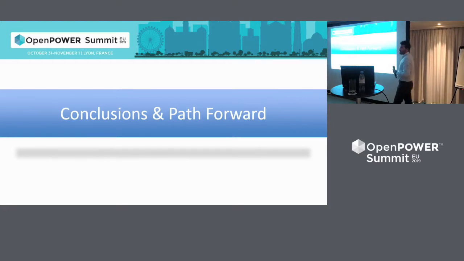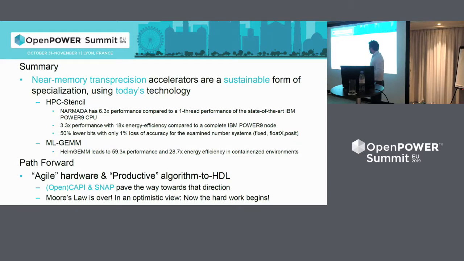So, concluding this talk and looking at the path forward, we've talked about near memory and transprecision accelerators and how we can combine these together. And we do believe that this is a sustainable form of specialization for systems today, using a technology today, not a future technology, but something that we can really grab and use. And we've talked about 2 domains, HPC domain with stencils, ML domain with dense matrix multipliers, and the advantages for each one of these applications. We do believe that the path forward is agile hardware and productive ways from algorithm to HDL. And of course, OpenCAPI and Snap are paving the way towards that direction.